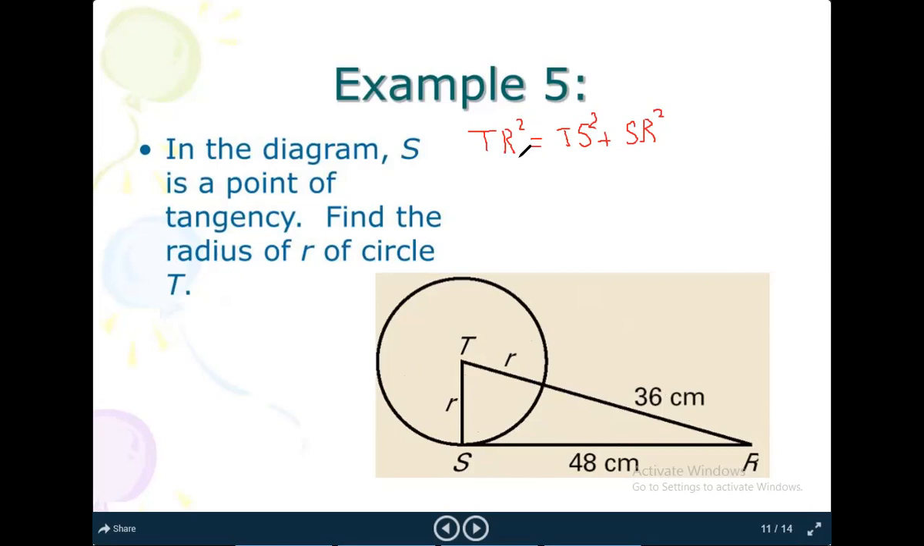TR: in this question, he mentioned that we have a distance R. Then it will be R plus 36, all to the power of 2, equal R to the power of 2 plus 48 to the power of 2.